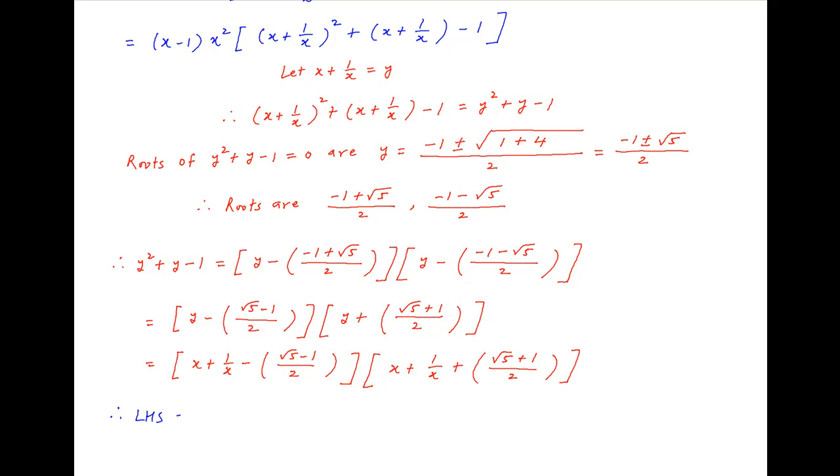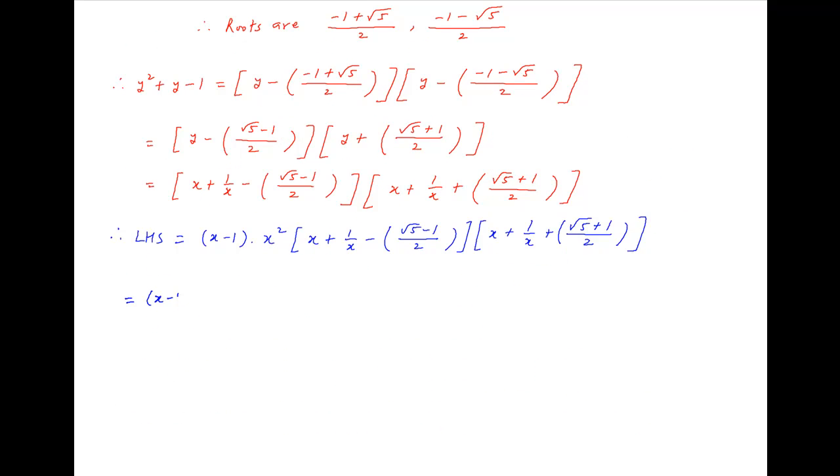Using this result, the left hand side is equal to x minus 1 multiplied by x square multiplied by x plus 1 upon x minus root 5 minus 1 upon 2 multiplied by x plus 1 upon x plus root 5 plus 1 upon 2. And this can be rearranged as x minus 1 times x square times 1 upon x multiplied by in brackets x square plus 1 minus half of root 5 minus 1 times x multiplied by 1 upon x times in brackets x square plus 1 plus half of root 5 plus 1 times x.